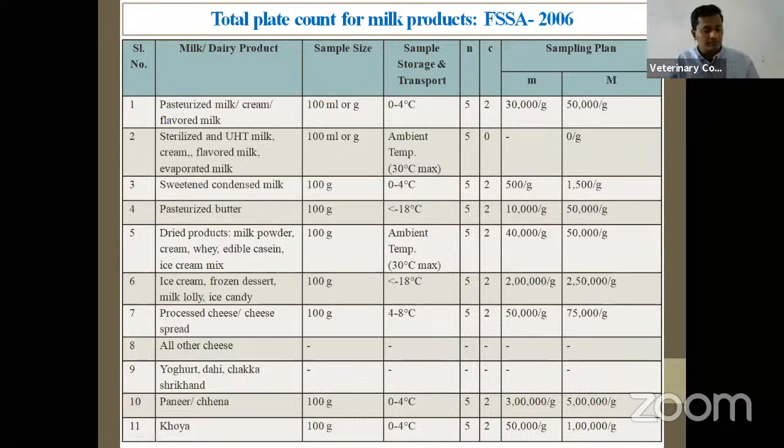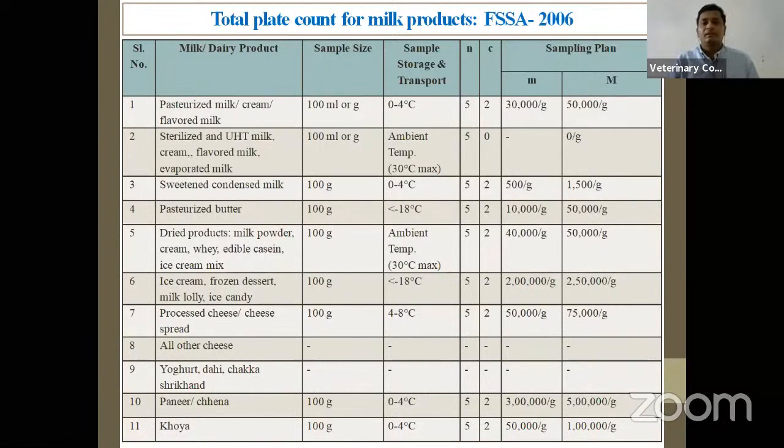It is an indicator with respect to spoilage. It is a 3-class sampling plan. So we have n, c, m, M as attributes. What does this small n mean? Number of sample units to be collected.